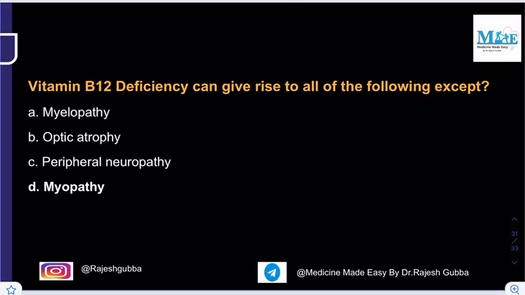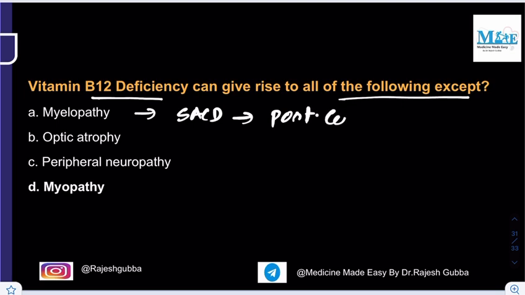And the next question is, vitamin B12 deficiency can give rise to all of the features except: myelopathy, optic atrophy, peripheral neuropathy, myopathy. Remember, vitamin B12 deficiency will cause myelopathy, that is subacute combined degeneration of the spinal cord, where there is degeneration of the posterior columns within the spinal cord, and even degeneration of the spinothalamic tract. And there will also be optic atrophy. So the most common cranial nerve affected in vitamin B12 deficiency is the optic nerve, or optic atrophy. And there will also be development of peripheral neuropathy, a lower motor neuron manifestation. But remember, myopathy is not a feature of vitamin B12 deficiency.